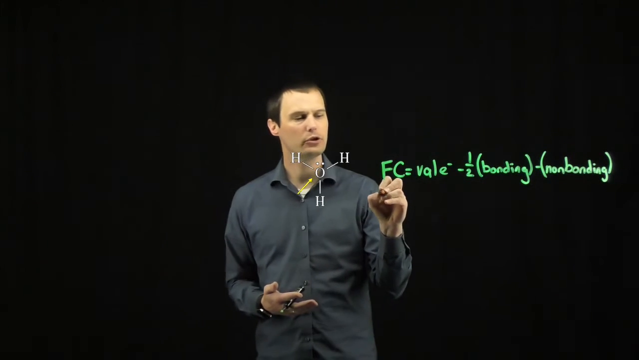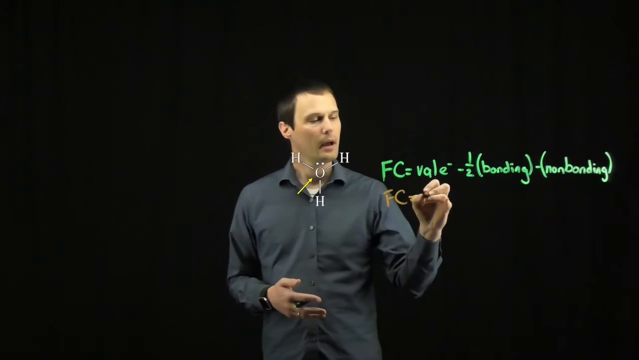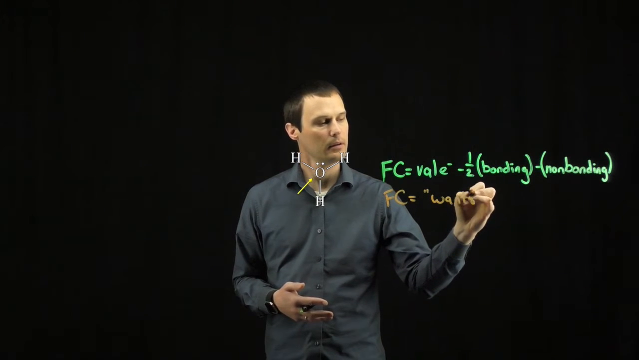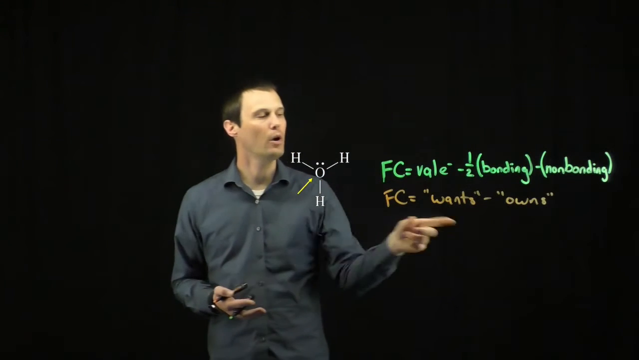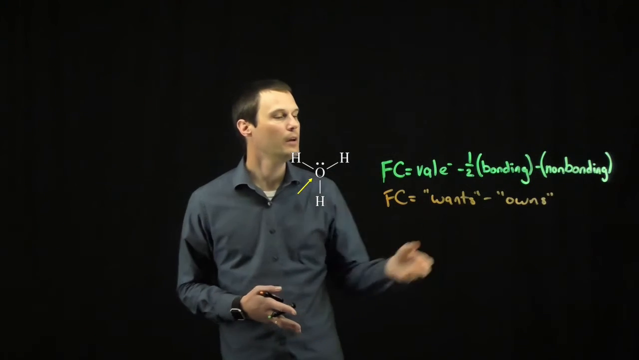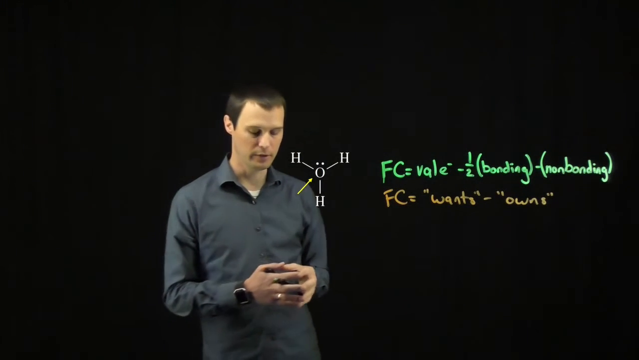When I calculate formal charge, I like to use a mnemonic that helps me remember the formula a little bit better. I like to say the calculation for formal charge is wants minus owns. What does that mean? Wants is the number of valence electrons that an element wants in its neutral ground state configuration. Owns is what we have up here: half of the bonding electrons and all of the non-bonding electrons.